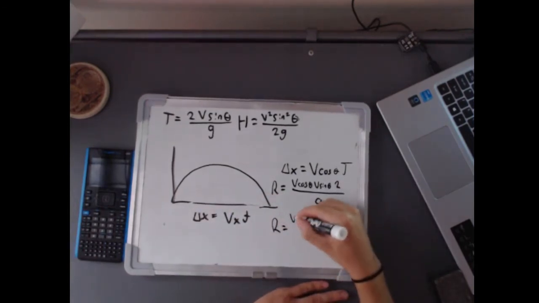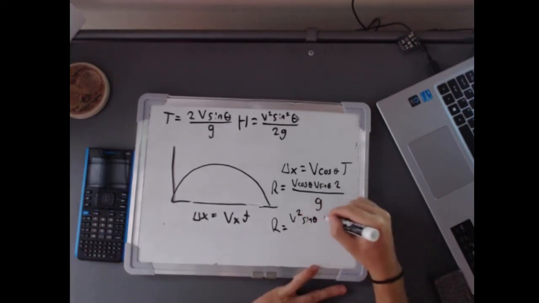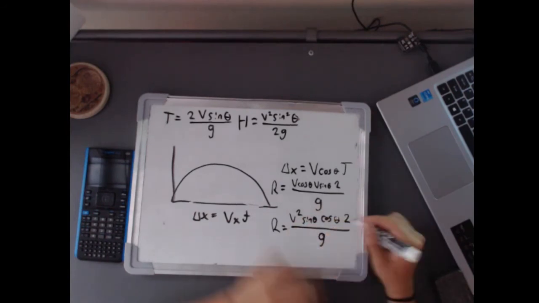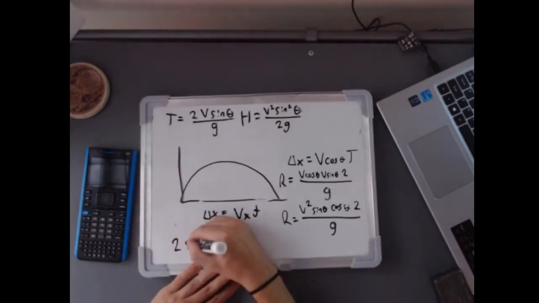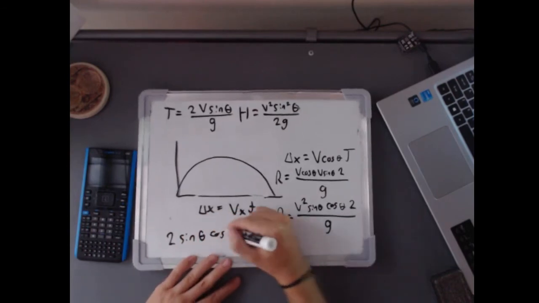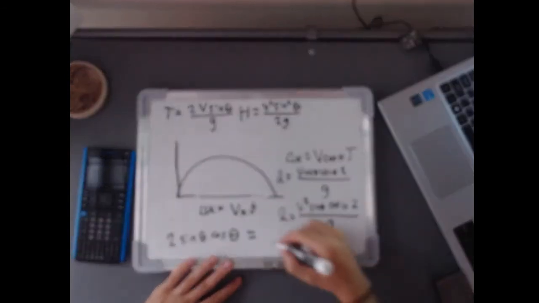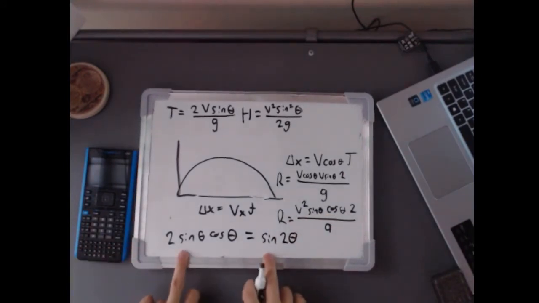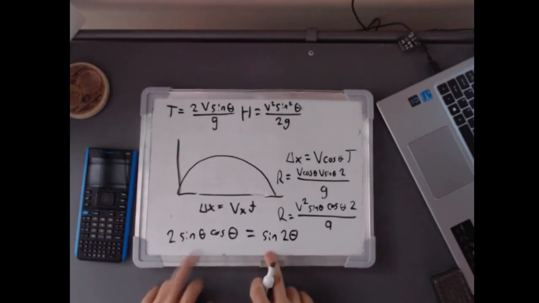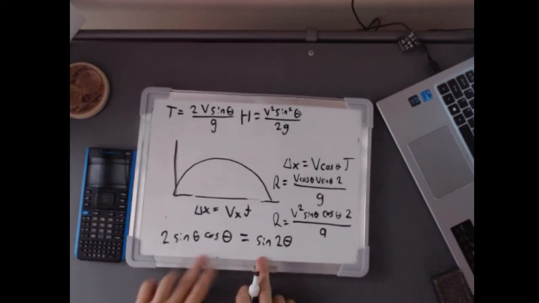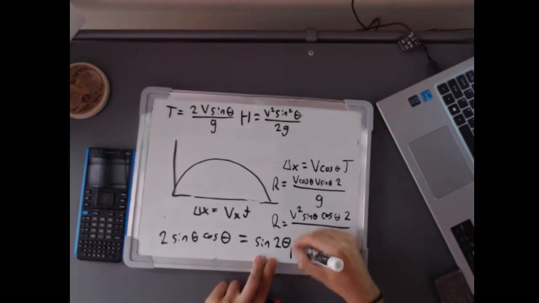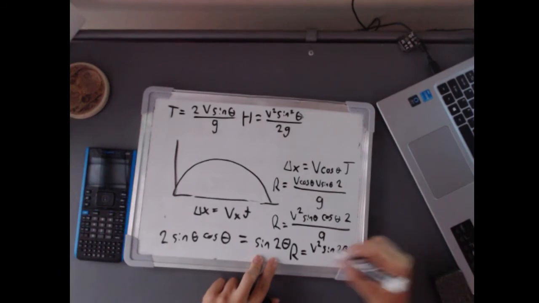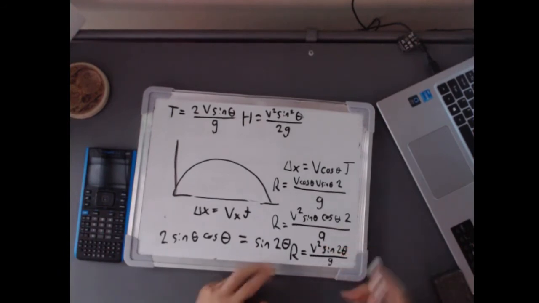This is equal to v squared sine theta cosine theta 2 over g. 2 sine theta cosine theta is already over here. Using some fancy trigonometry, this is equal to sine of 2 theta. You could prove that, but I'm not going to because it's awful and hard and I hate it. But just trust me. You can put this into this, bringing our equation down to v squared sine 2 theta over g. Easy peasy.